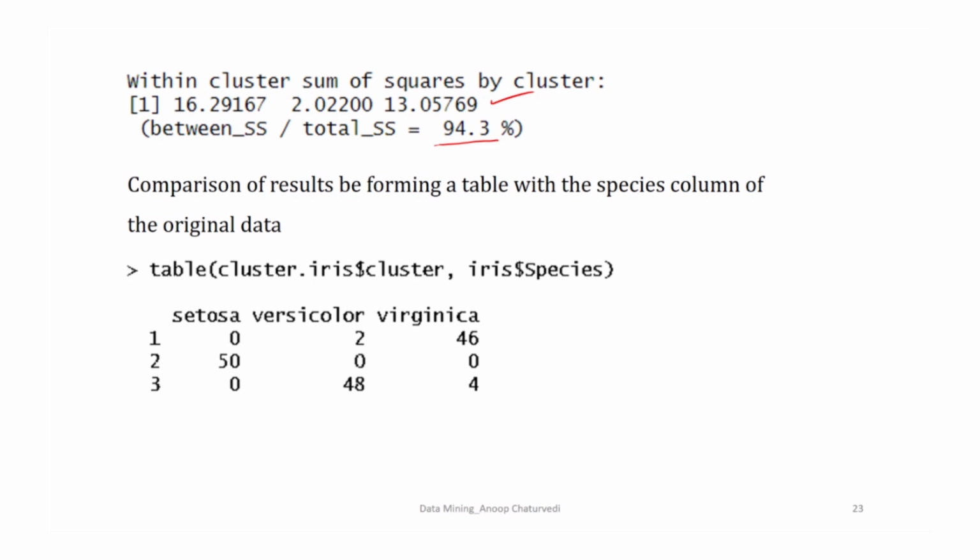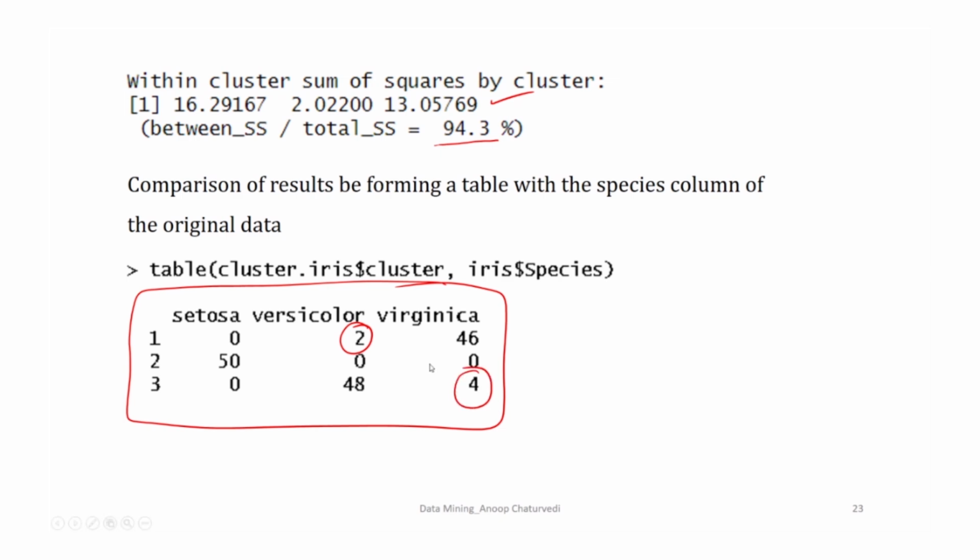Now, we form a table with the species column of the original data just for the comparison of the results. So, we get this table. We have some of the observations which are in the wrong cluster also, or which are misclassified.